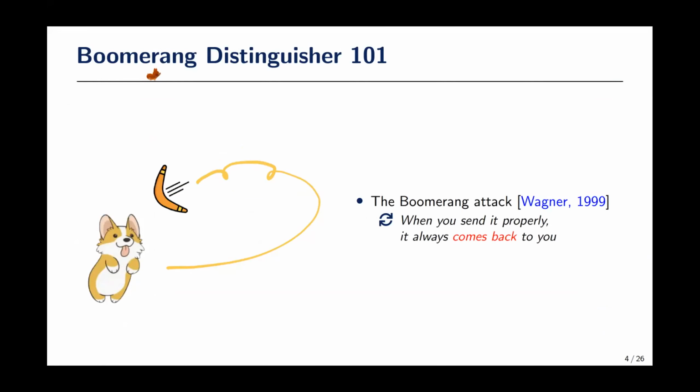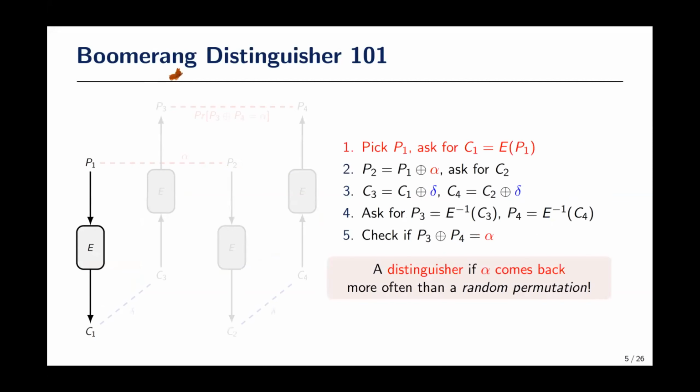In 1999, David Wagner first introduced the boomerang attack, and what is studied here is whether the difference will come back or not. So I will explain the basic form of a boomerang distinguisher, where an attacker has access to both encryption and decryption of the cipher.